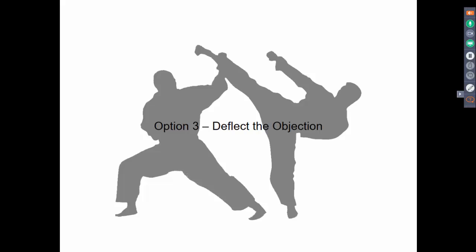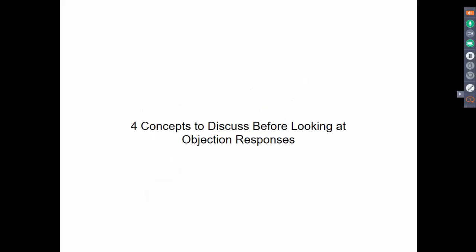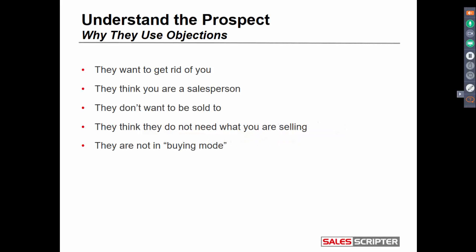So maybe you don't totally ignore it and act like you didn't hear it, but maybe you're able to push it away and stay in the game. That's actually what we're going to focus on here today. Most of what we're going to talk about is deflecting objections. Before we look at those objections and objection responses, I want to go through 4 concepts real quick. The first one is to try to understand the prospect and why they are giving you objections.